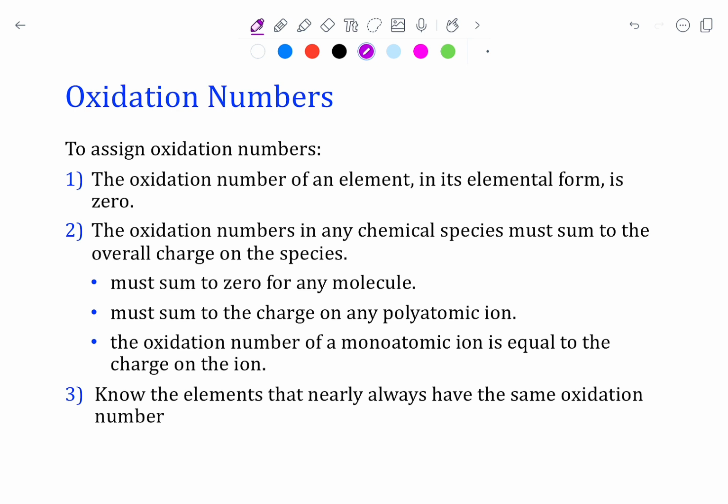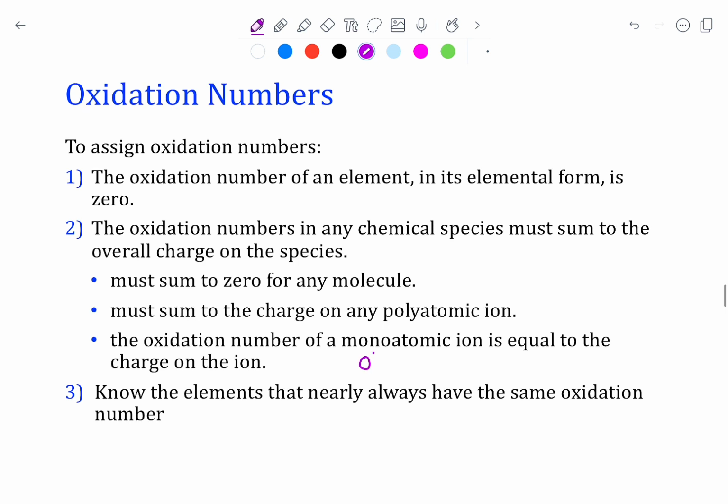So if I have O2-, then my oxygen has an oxidation number of 2-, because the oxidation numbers of my elements have to add up to the overall charge. There's only one element, and it has a charge, so my oxidation number of that one element is that charge.